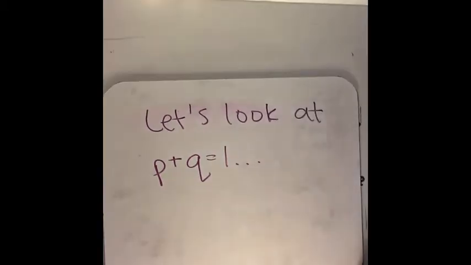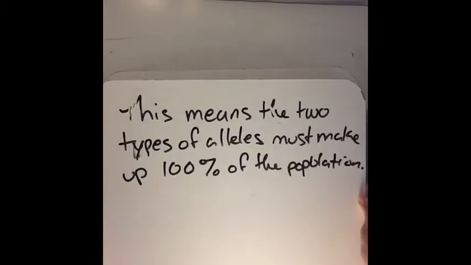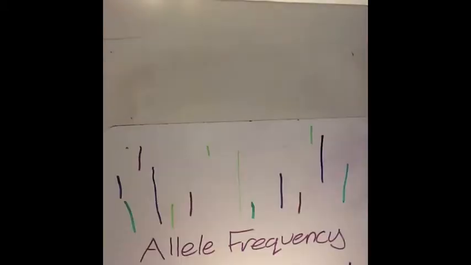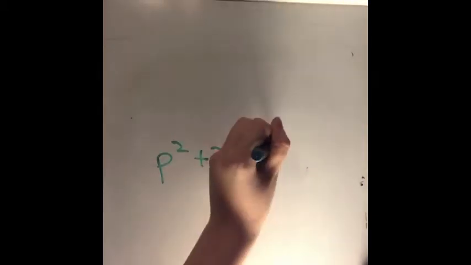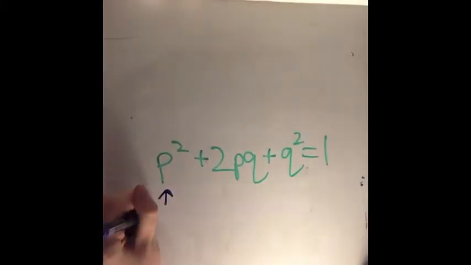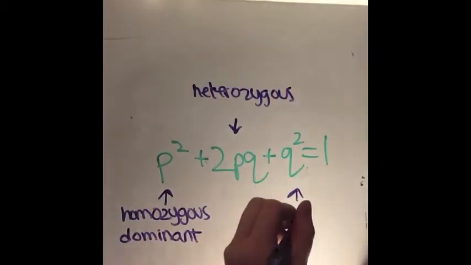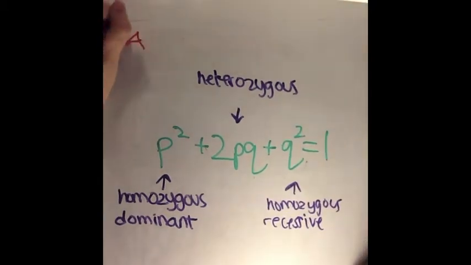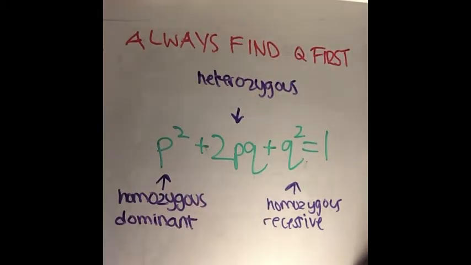If we're looking at the rolling tongue example, there are 2 types of alleles. This means the 2 types of alleles must make up 100% of the population, which can be represented with decimals. In our next equation, p squared, which is homozygous dominant, plus 2pq, which is heterozygous, plus q squared, which is homozygous recessive, equals 1. And remember that you always want to find q first. Also, if you add them all up, it'll equal 100% of the population.